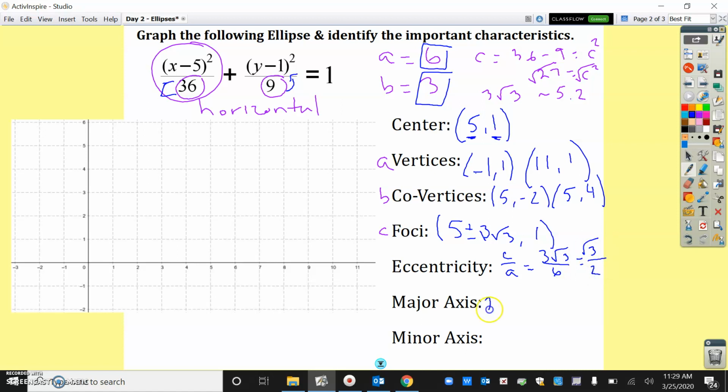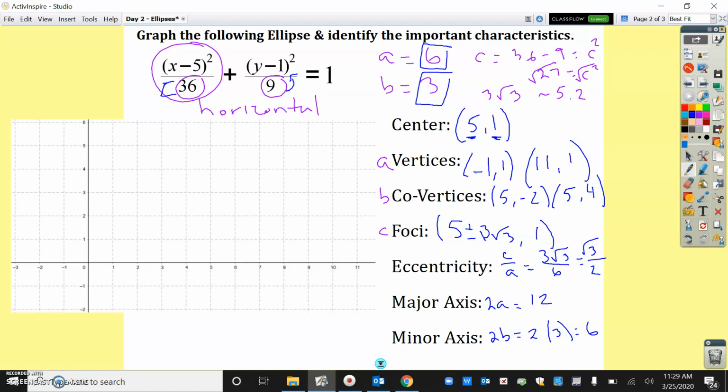Finally, your major axis is 2 times A, and your minor axis is 2 times B. So 2 times 6 is 12, and 2 times 3 gives you 6. Those will also be proven once you've graphed it.